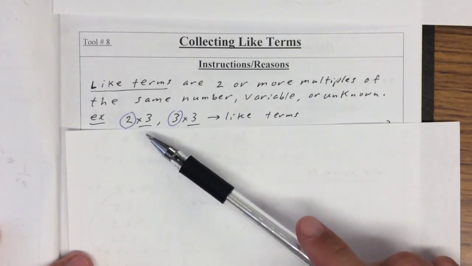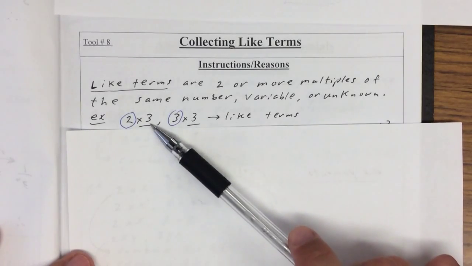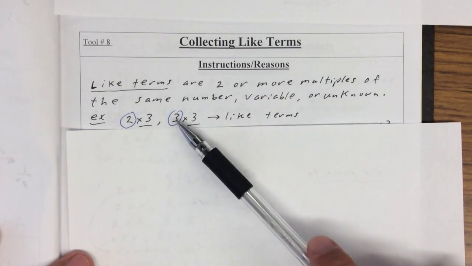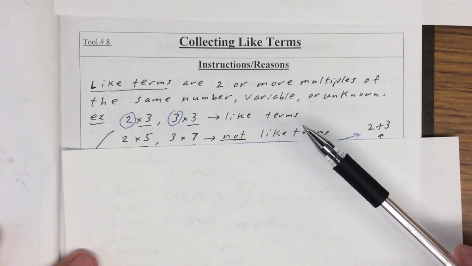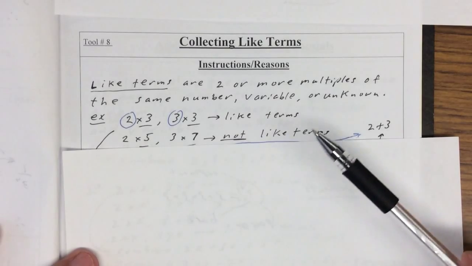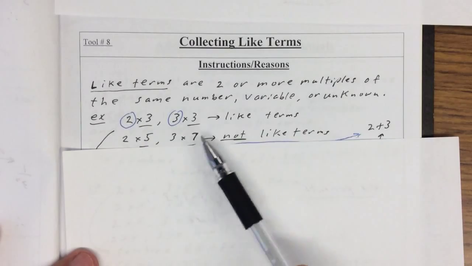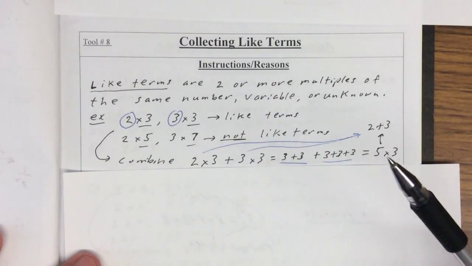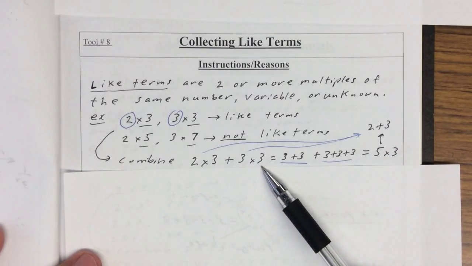For example, 2 times 3 and 3 times 3 could be like terms. These are multiples of the same number, 3 and 3. 2 multiples of 3, or 3 multiples of 3. Okay, so those would be called like terms. 2 times 5 and 3 times 7, not like terms because they're not multiples of the same number. 5 and 7 are not the same. Okay. You can combine 2 times 3 and 3 times 3, which is why we're looking for like terms.